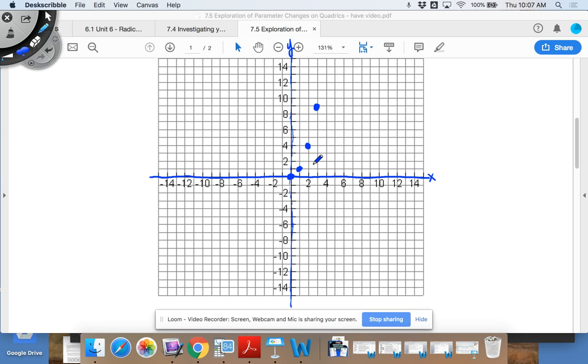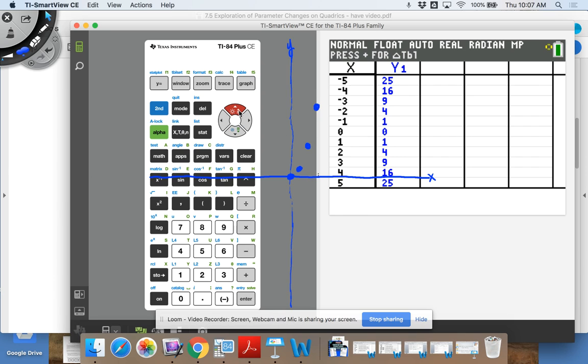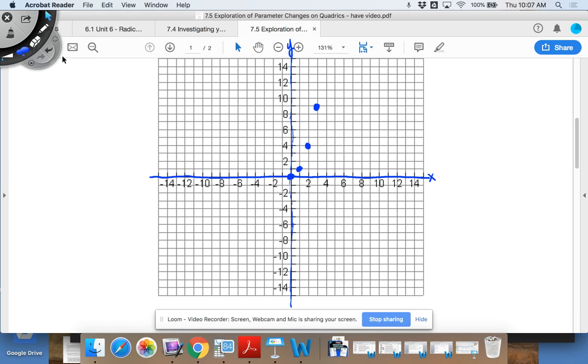The next one's 4, 16, but it's not going to fit on my graph. So does this look like my calculator screen looked? Yes. Half of it, right? So on my calculator screen, I could scroll up and get the negatives. What do you notice about these numbers? They're all the same because we already kind of looked at the fact that parabolas mirror. So what you can do is you can just mirror the points onto the other side.